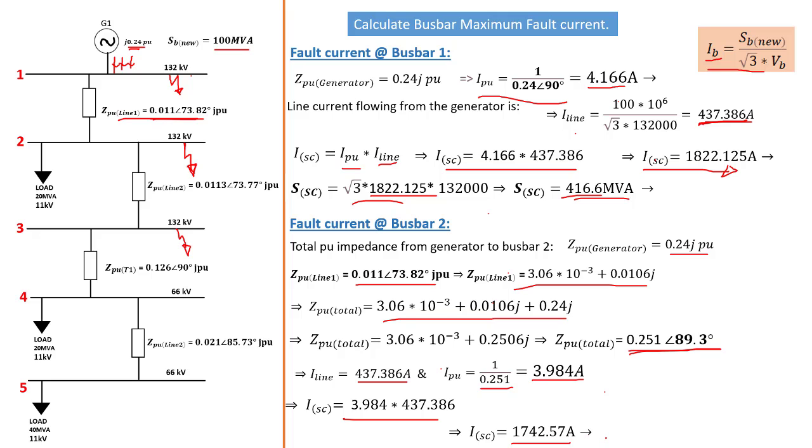Okay, now we may also calculate the short circuit MVA from the same busbar, and that will be about 398.4 megavolt ampere. That is, we use the same process that we've done here to determine this one. We do exactly the same. Instead of using the line current, we now use the short circuit current here, and we found this.